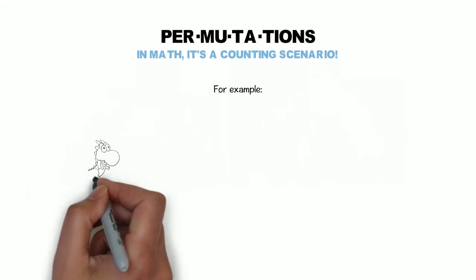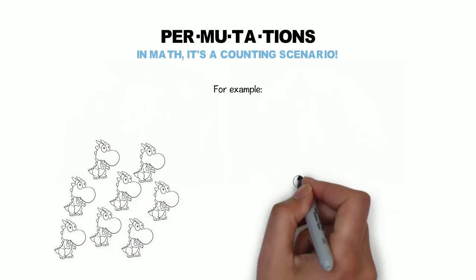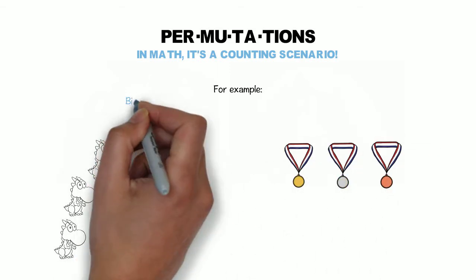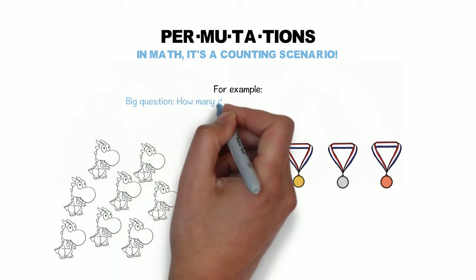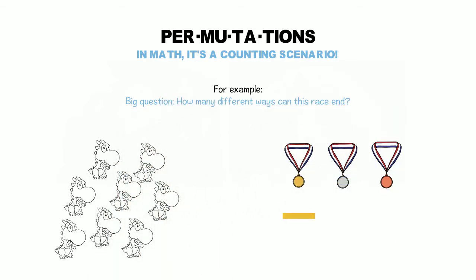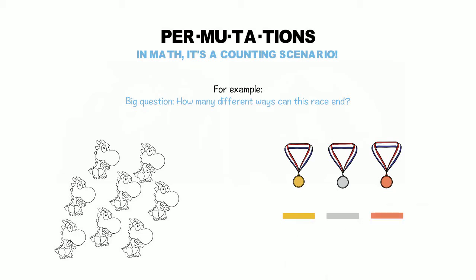Let's say that you've got 8 dinosaurs running a race, but we're only going to give medals to the top 3. So maybe we've got a gold medal, a silver medal, and a bronze. Because of that, if we want to count the number of ways this race could pan out, we're going to start with 3 dashes. One dash to represent how many options we have for the gold, another dash for silver, and the third one for bronze. And now let's plop some numbers down in those bad boys.